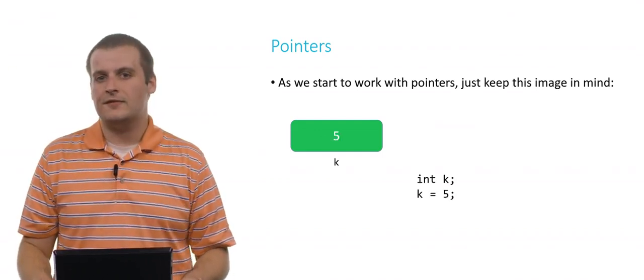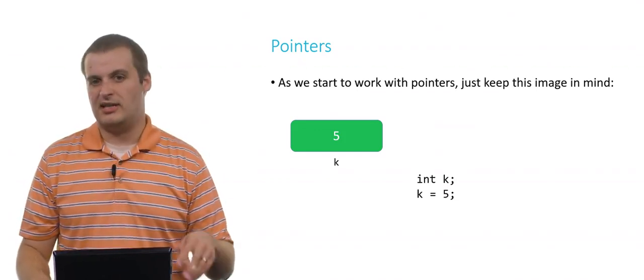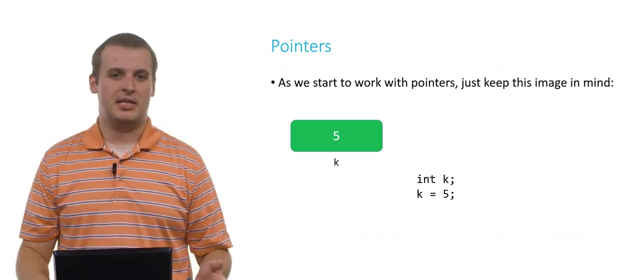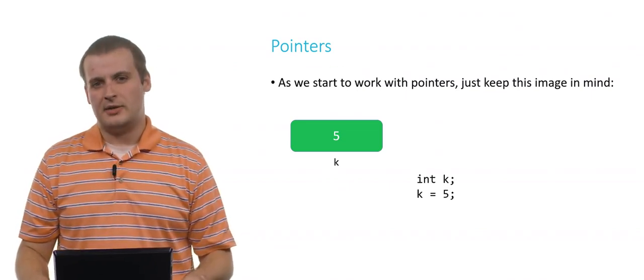If I say k equals 5, what am I doing? Well, I'm putting 5 in the box, right? This is pretty straightforward. If I say int k, create a box called k. If I say k equals 5, put 5 into the box. Hopefully that's not too much of a leap. Here's where things get a little interesting, though.